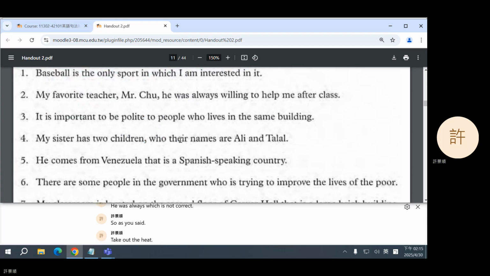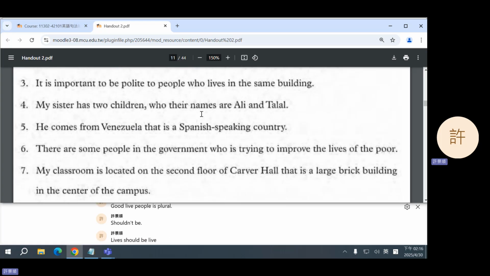Good. Number 3. It is important to be polite to people who lives in the same building. See anything wrong? Is this correct? Are you sure? Good, live. People is plural. Shouldn't be lives, should be live. Good job.